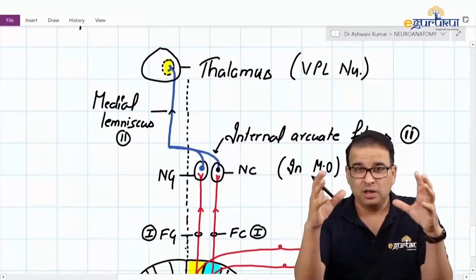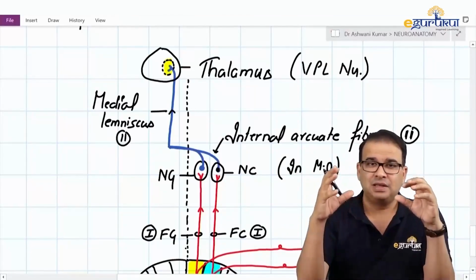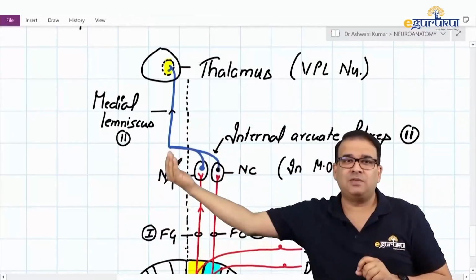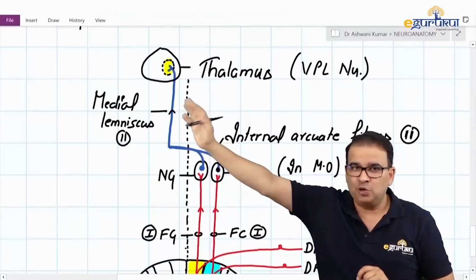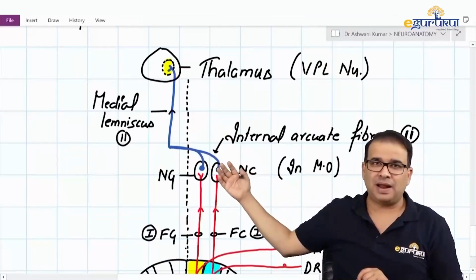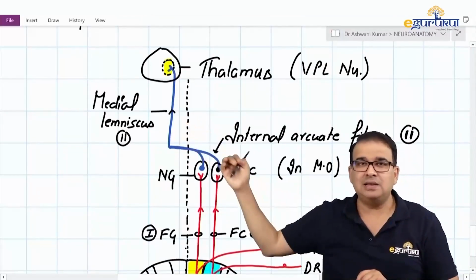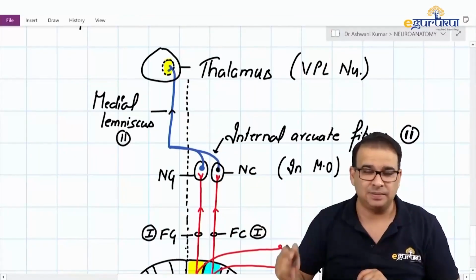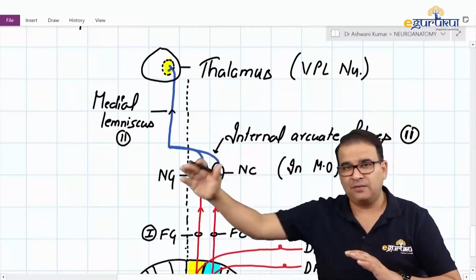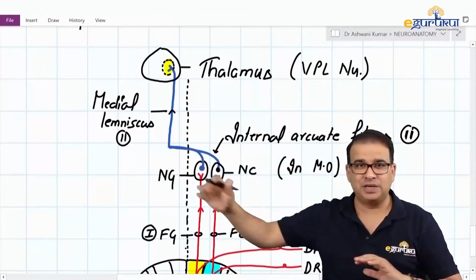So overall medial lemniscus has the dorsal column tract in it, and the anterior spinothalamic tract will also come and join with it. So injury to medial lemniscus will not only lead to the dorsal column tract lesion, it will also lead to the anterior spinothalamic tract lesion as well. And obviously, needless to say, the effect is on what side? The effect is on the contralateral side because it is decussated.